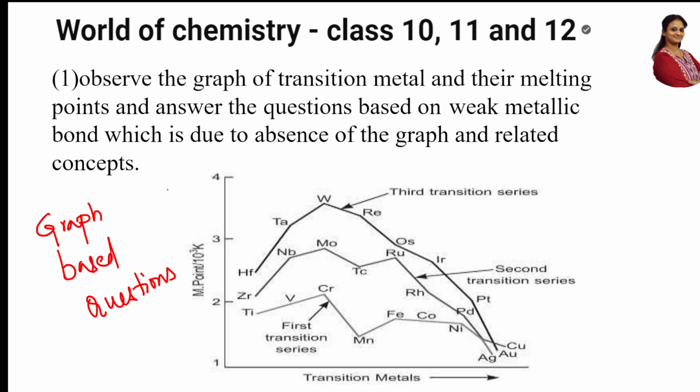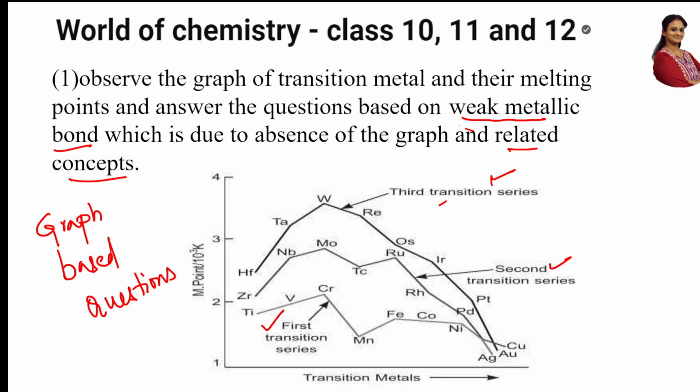What did they say? They've given you a concept based on weak metallic bond. Answer the questions keeping that weak metallic bond in consideration. This is not mentioned in the graph because I can't show the weak metallic bond in the graph, right? And whatever related concepts are there, they're asking you to write. Nothing to panic. Let us see the first question. They have given me the first transition series, the second transition series, and the third transition series. Nothing to learn by heart in the graph. Concept is important. Let's start.